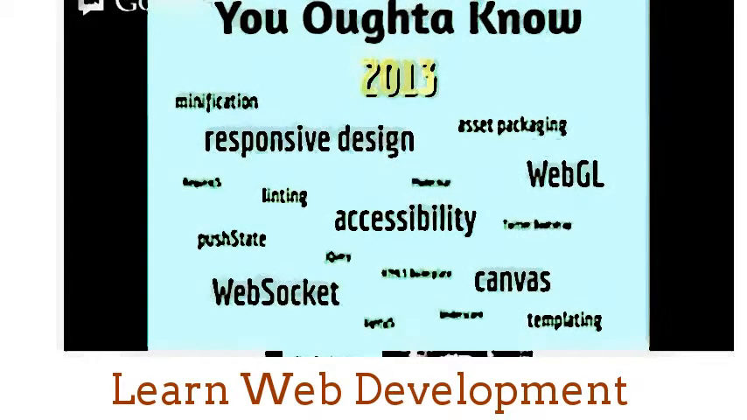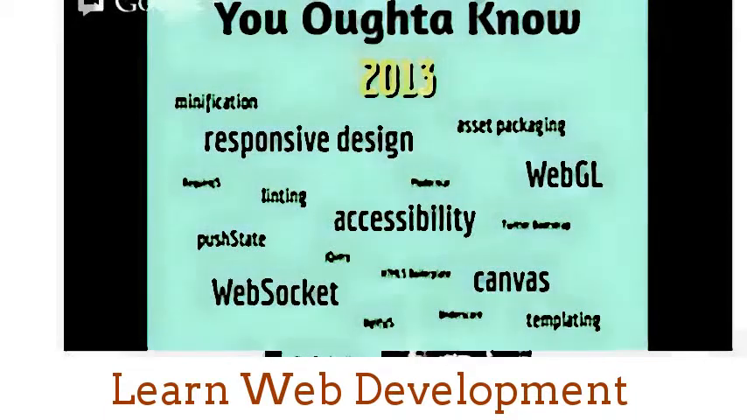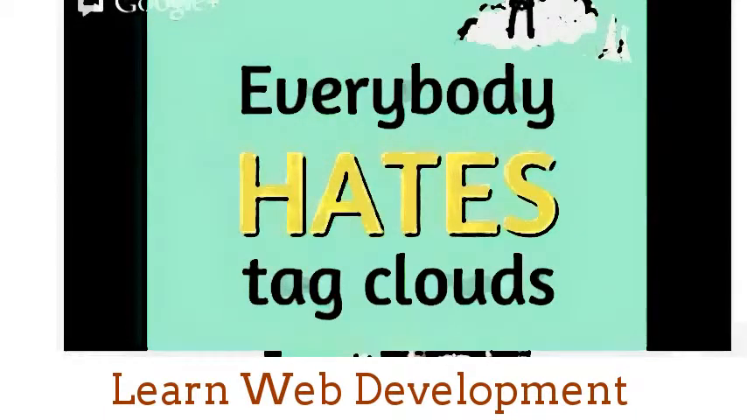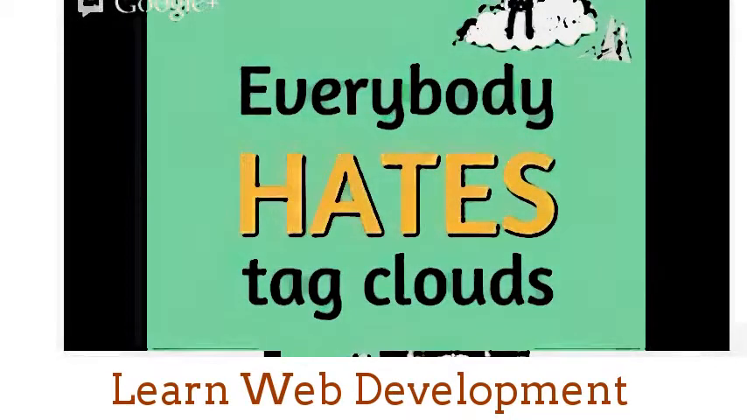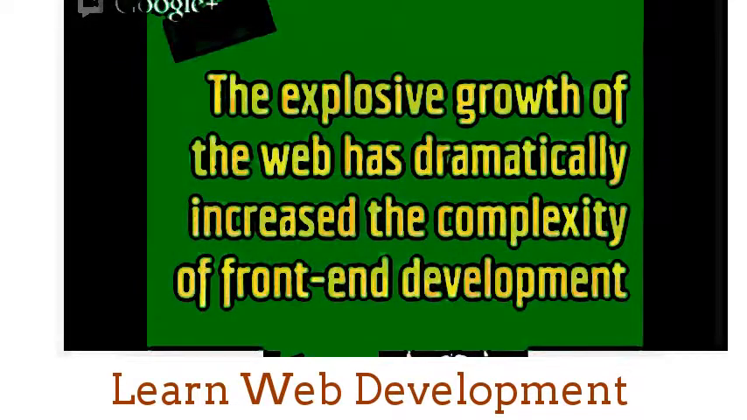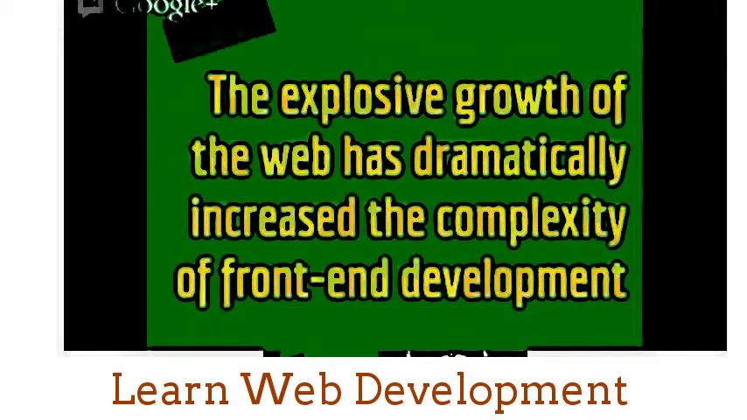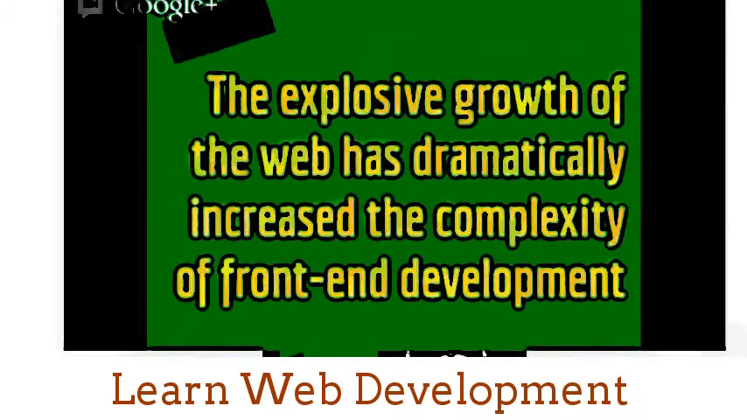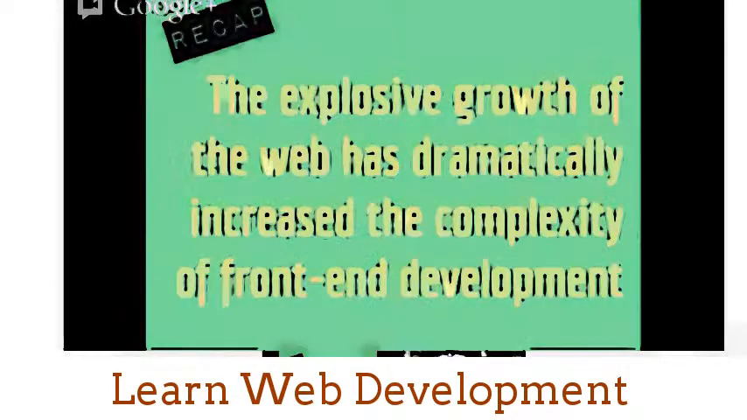And then you've also got these libraries, and before you know it, you're dealing with a tag cloud, right? And as we know, everybody hates tag clouds, right? So hold on to your hats, folks, for this even more stunning conclusion. The explosive growth of the web has really dramatically increased the complexity of front-end development. And our tools haven't always really kept pace. So how do we start to tackle some of this complexity with a tool that we know well, Ruby?